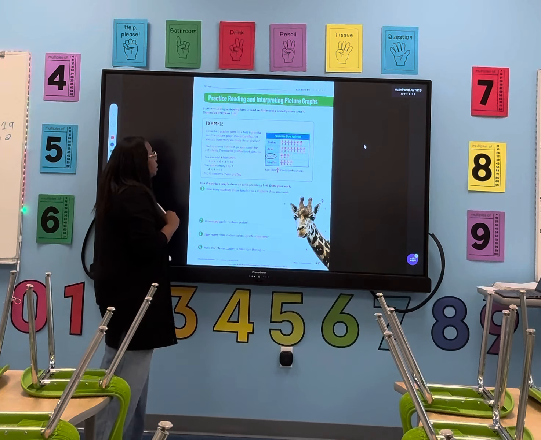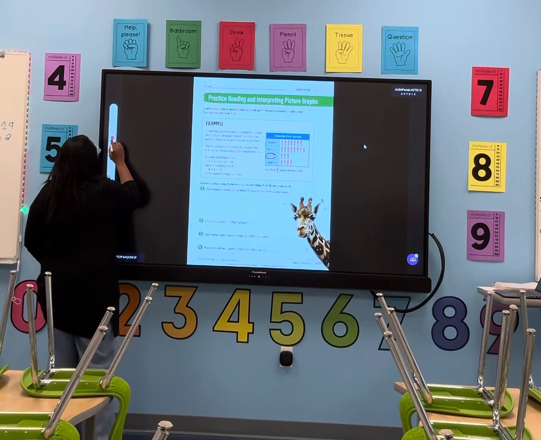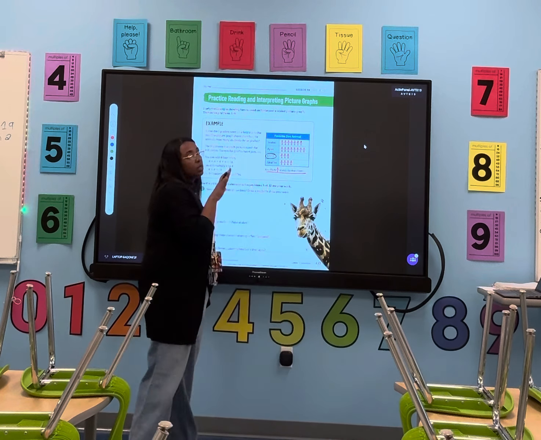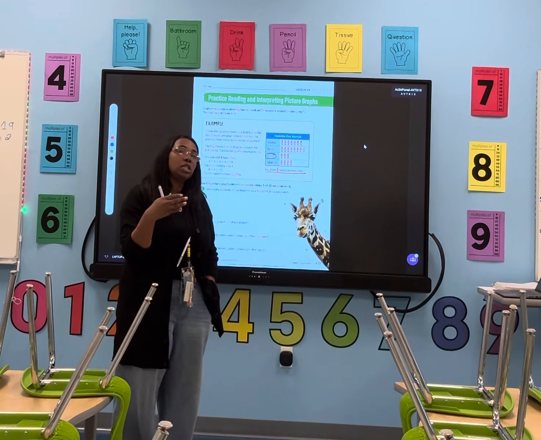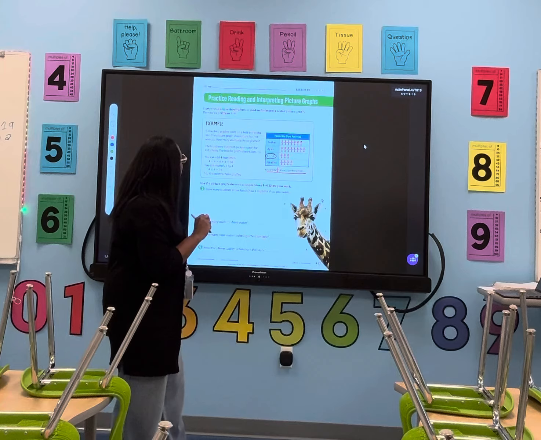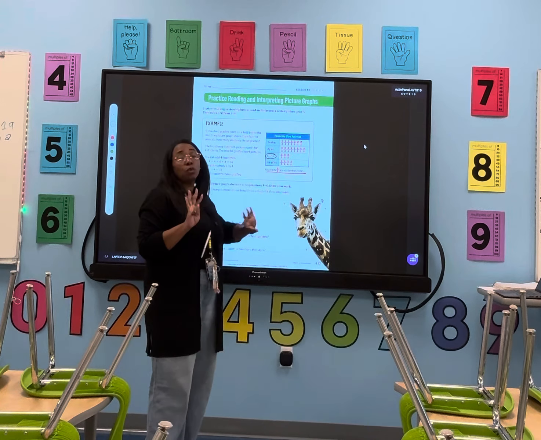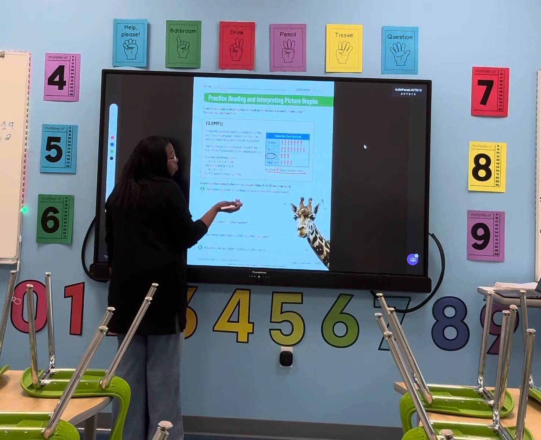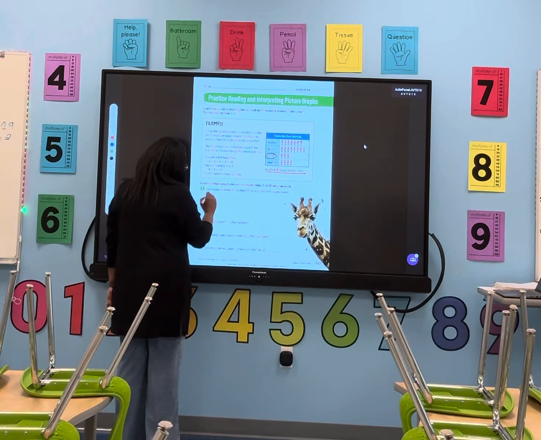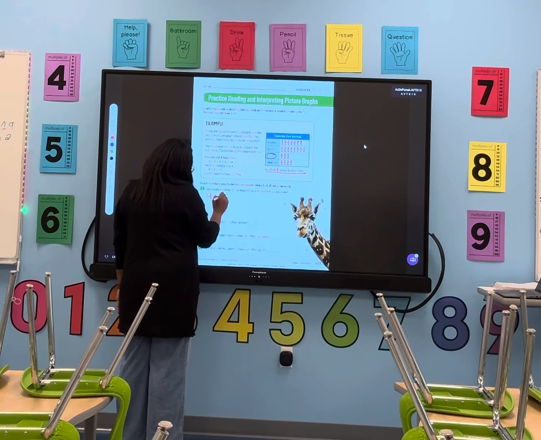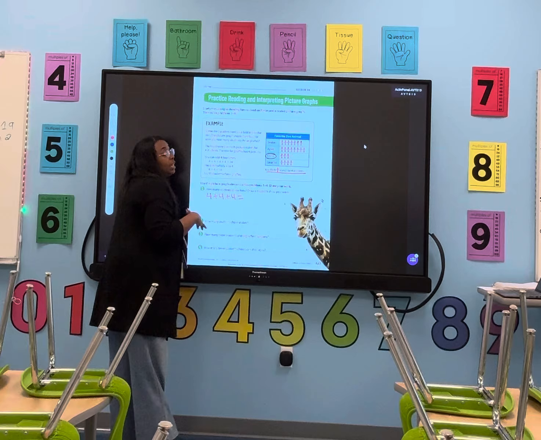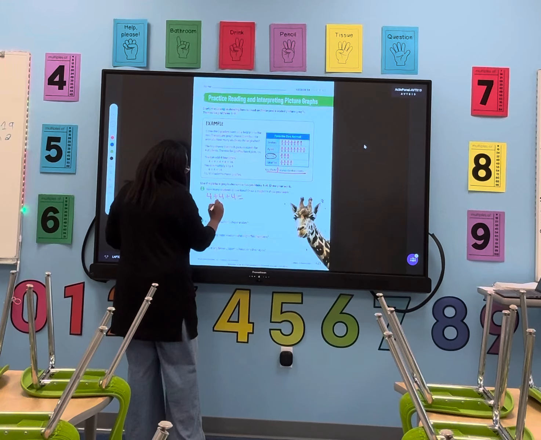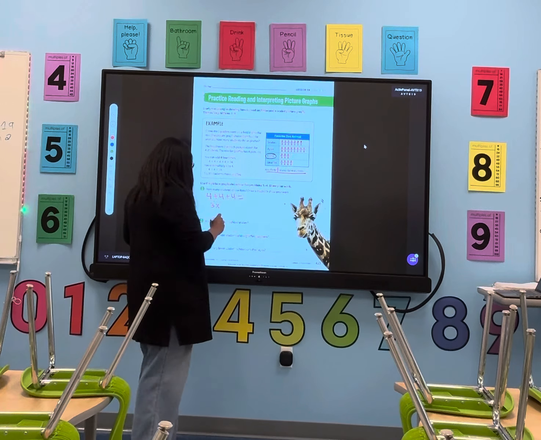I want to know how many students chose lions, but what we need to look at and realize is the key. The key lets us know what each one of the little people stands for. It lets us know what each picture means. So it's telling us that each person stands for 4 students. That means if I have 3 of them, I can do a repeat addition sentence, 4 plus 4 plus 4, or I can make a multiplication equation. Because I have 3 of them, and each of them equals 4, I can do 3 times 4.